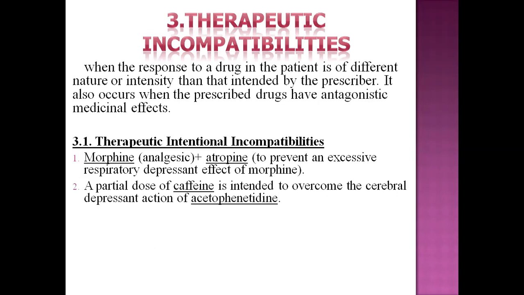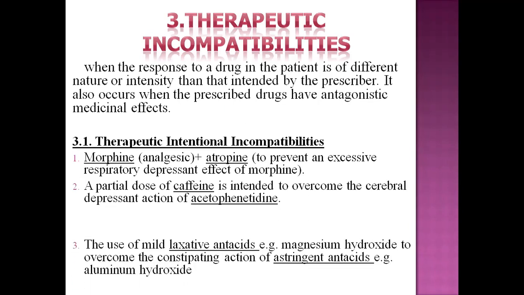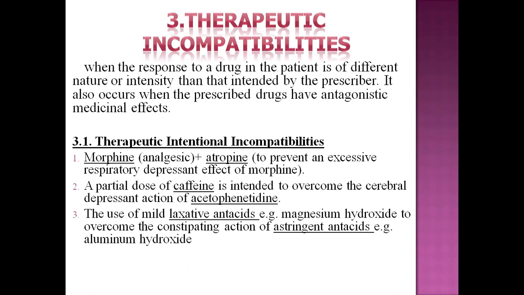So there is a therapeutic intentional incompatibility. Acetophenidine causes CNS depression. This is prevented by caffeine, and this is a type of therapeutic incompatibility. And this incompatibility is intentional to overcome the side effects of acetophenidine. Another type, the use of mild laxative antacids such as magnesium hydroxide to overcome the constipating effect of astringent antacids such as aluminum hydroxide.